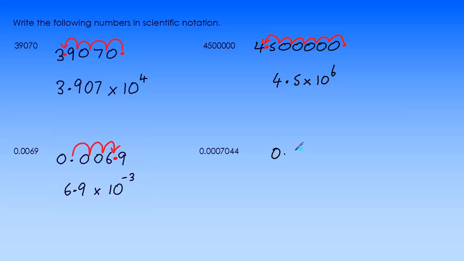Now we have 0.000704. In this case, we've got a number less than 1, so we know that our index is going to be negative. And we can actually see the decimal point this time. But we want the decimal point to be just there. So 1, 2, 3, 4 places. So that's going to be 7.04 times 10 to the negative 4.